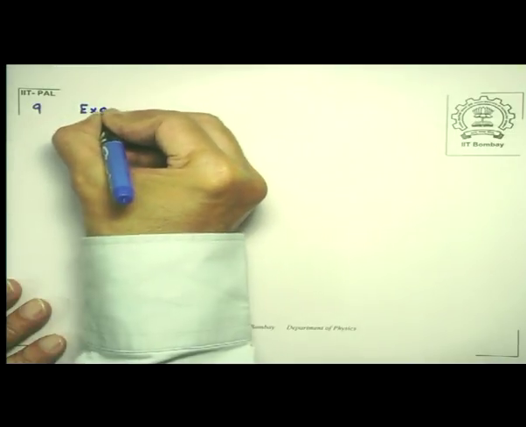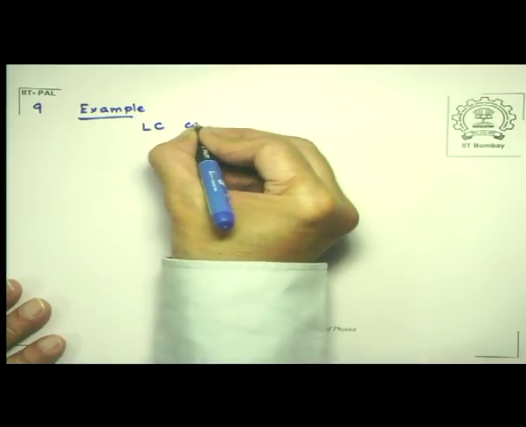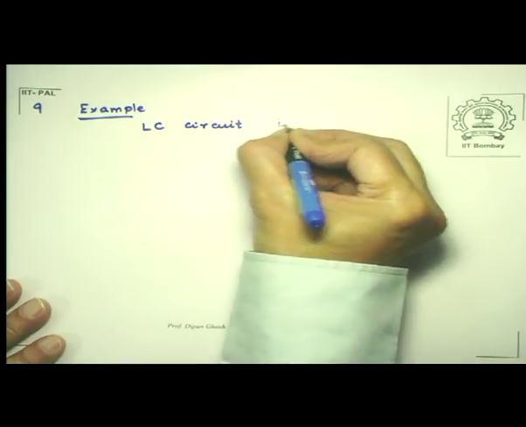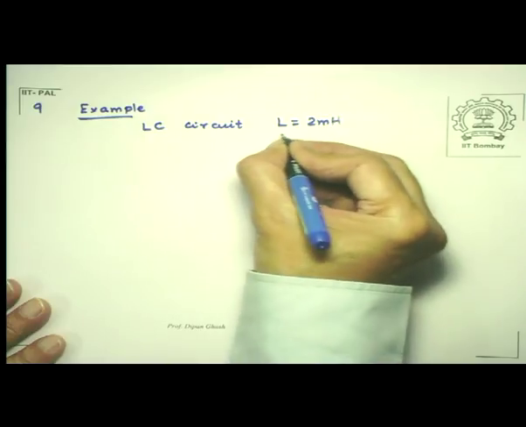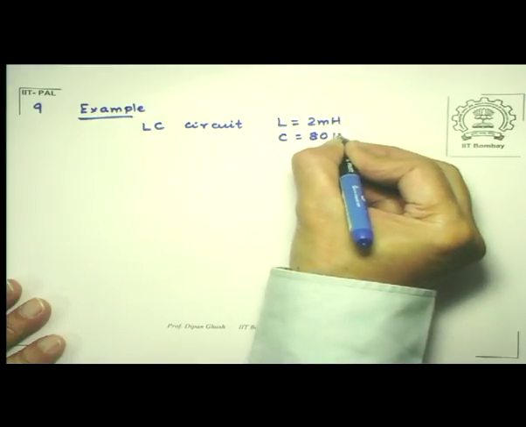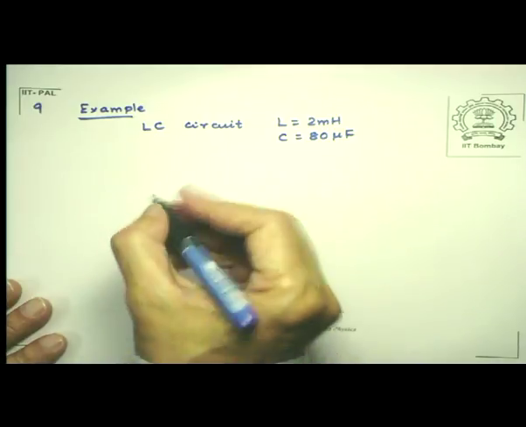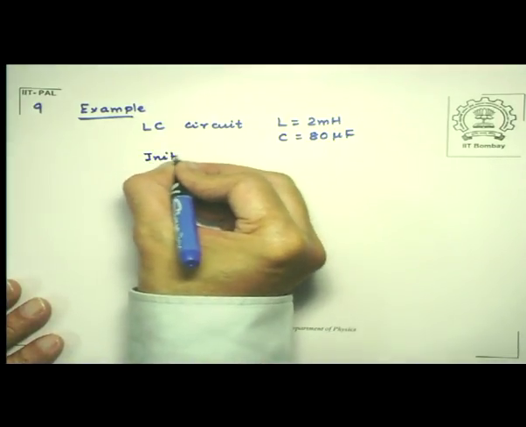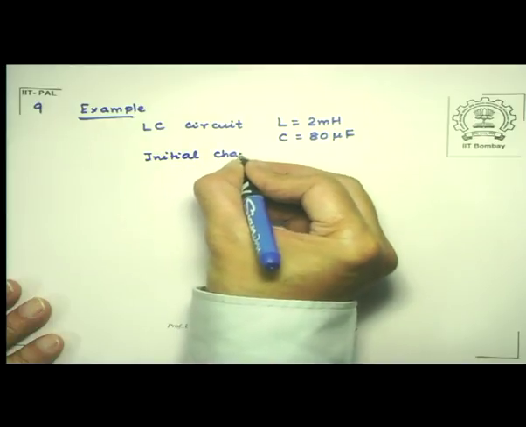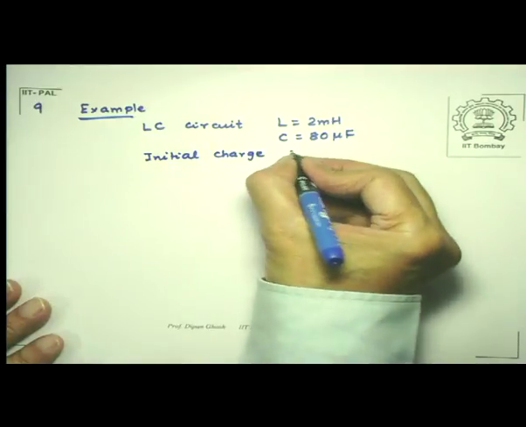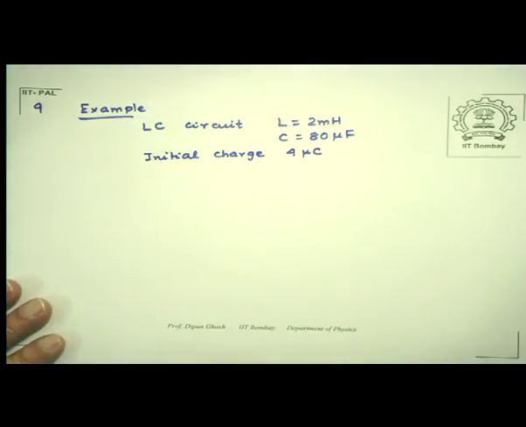So let me give an illustration. Consider an LC circuit with L is equal to 2 millihenry, C is equal to 80 microfarad, and supposing at t equal to 0 the initial charge in the capacitor plate is 4 microcoulomb and the circuit is set to oscillation. So let's look at various things associated with it.